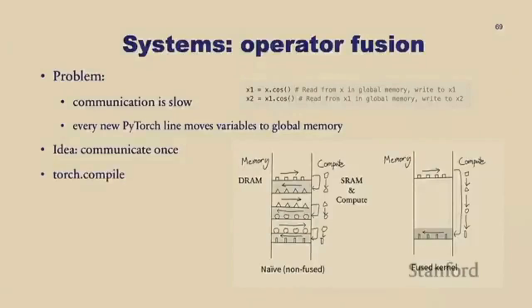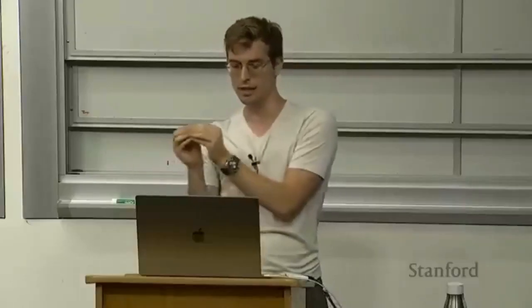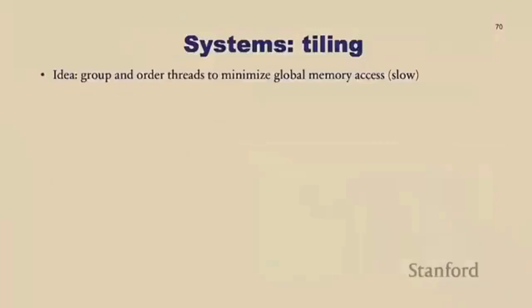So if you ever want to make your computations in PyTorch much faster, just apply torch.compile on your model. This is going to make your model around 2 times faster. And what it does is simply that it rewrites your PyTorch code, basically in C++ and CUDA, to do the communication only once, then do all the operations, then ship it back.